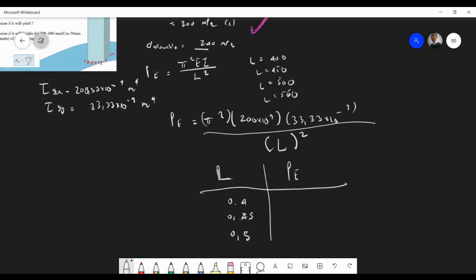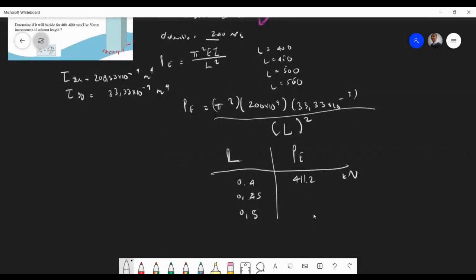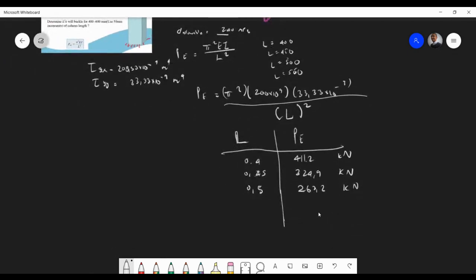PE for a length of 400 mm is 411.2 kilonewtons. Next. Then at 450 is 324.9 kilonewtons. Next. At 500 mm, now it starts going down, at 263.2 kilonewtons. And at 550, it's 217.5 kilonewtons. Let's keep going up.